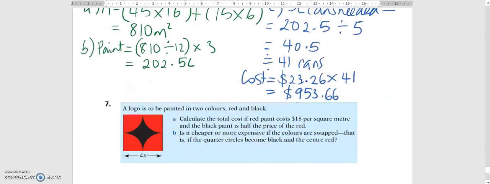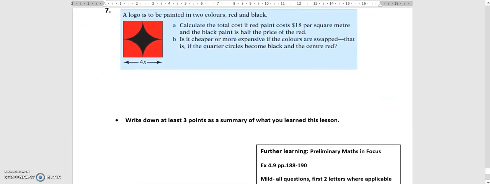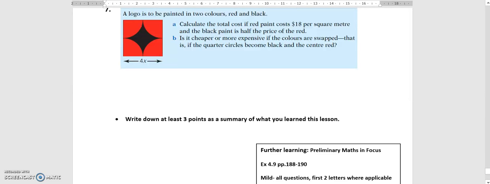Alrighty then, question 7. This is kind of a more extension style question. Ones that you might get in a kind of harder assessment task or towards the end of a paper. So first bit of the question says a logo is to be painted in 2 colours, red and black, and you can see them on the screen.